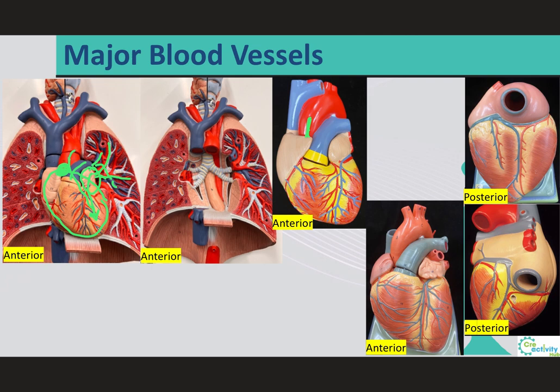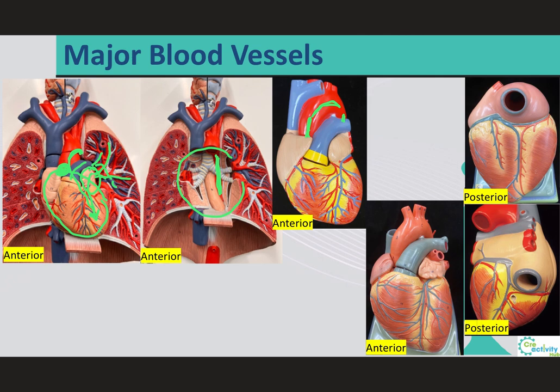Then it will do a curve, and this curve is called the aortic arch. And then once it starts to go down, we can see it coming down right over here. If we remove the heart on this image, we can see the aorta coming down right over here. This would be your descending aorta.